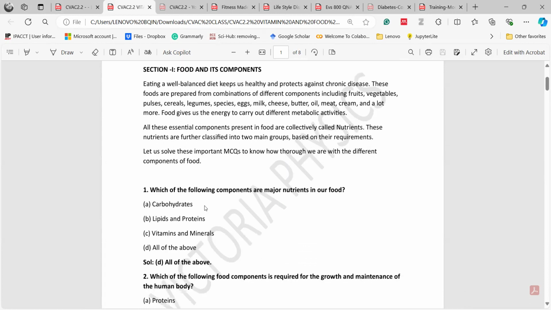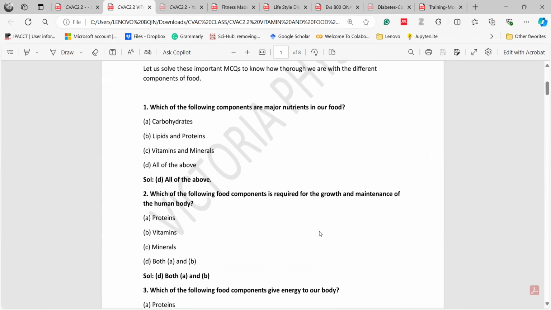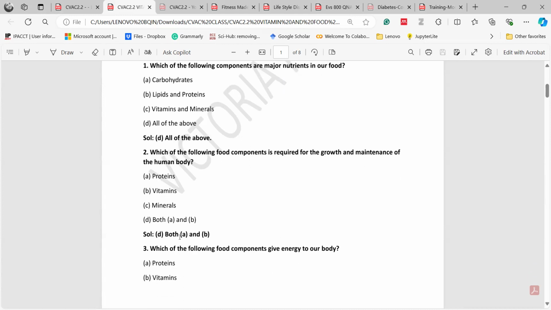So over here, what are the major nutrients in our food? What should be there in our daily food? We should have a bit of protein, a bit of minerals, vitamins, and carbohydrates. All of these mentioned here from A to C will be there in our daily food platter. These are important. Which of the following food components is required for the growth and maintenance of the human body? For proper growth and for maintaining human body health, we should have proteins, vitamins, and minerals. So the answer will be D.